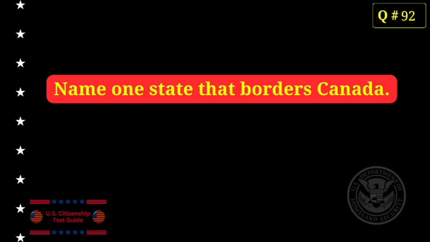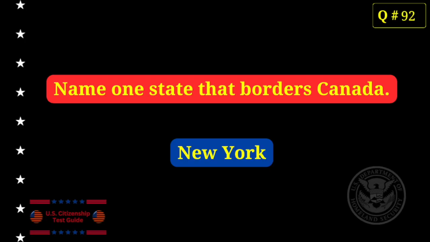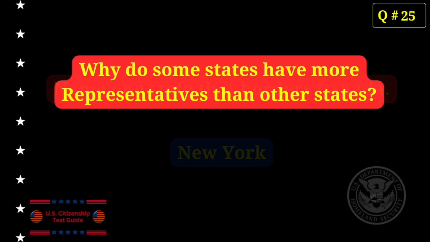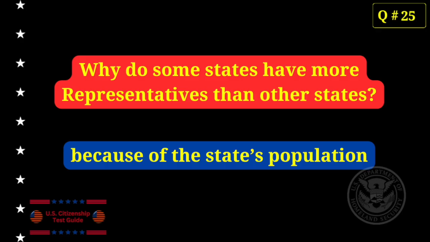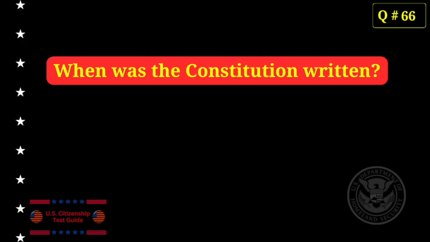Name one state that borders Canada. New York. Why do some states have more representatives than other states? Because of the state's population. When was the Constitution written? 1787.